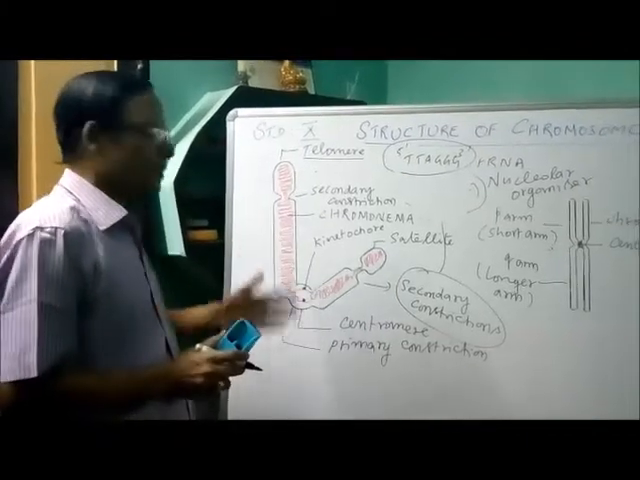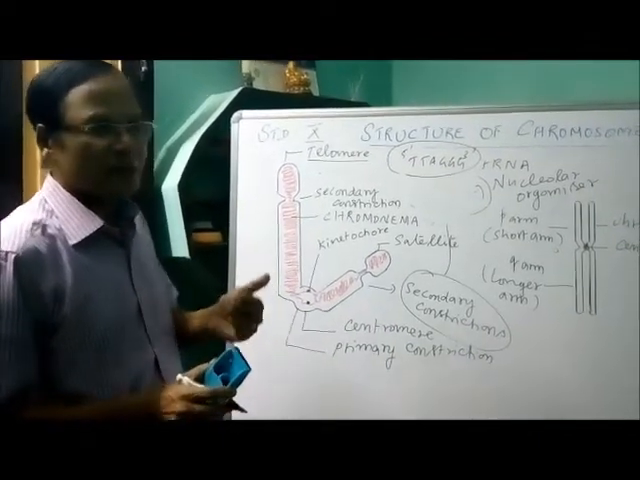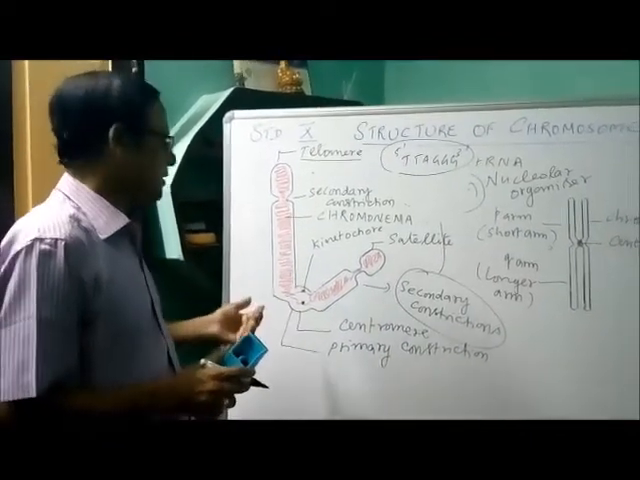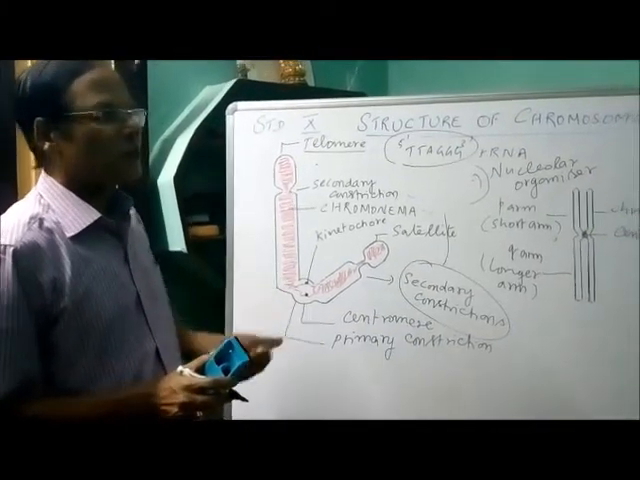I mentioned about the chemical composition. It is formed of chromatin. The chromatin is a gelatinous material having DNA, RNA, and proteins.